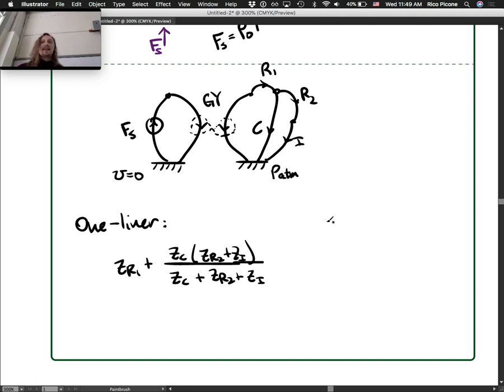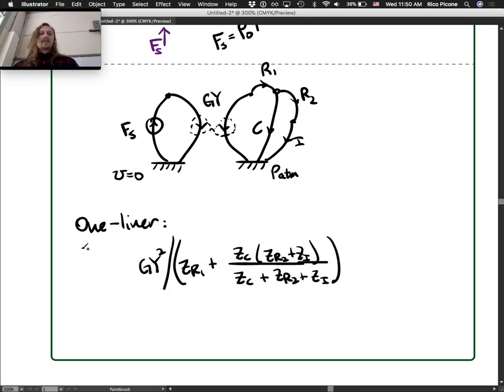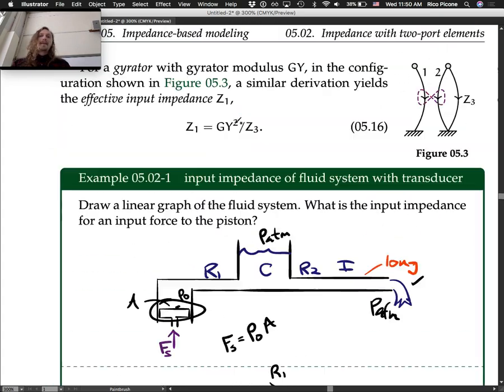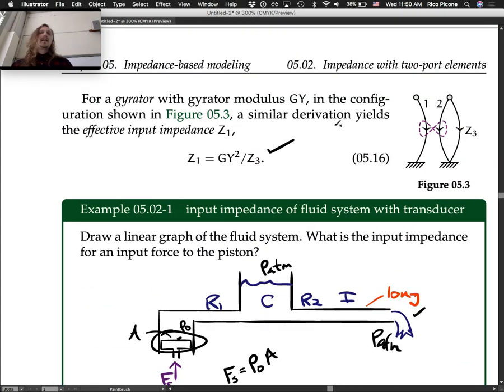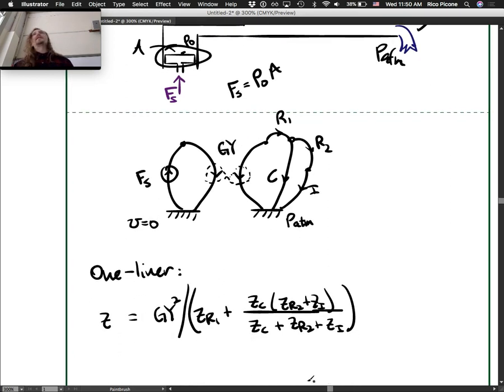So that is the impedance over here, which is like our Z3 from the above derivation. What we need to do is divide GY squared by that, and that will give us the Z we're looking for, our equivalent impedance. Because when it reflects through the gyrator, remember from this expression from 516, the impedance Z3 is felt on the Z1 side as GY squared divided by Z3. And that's it.